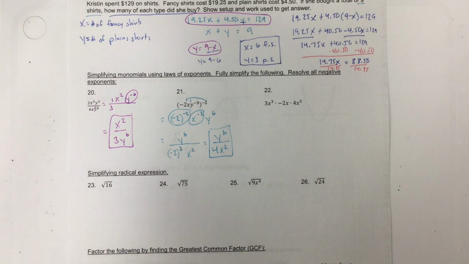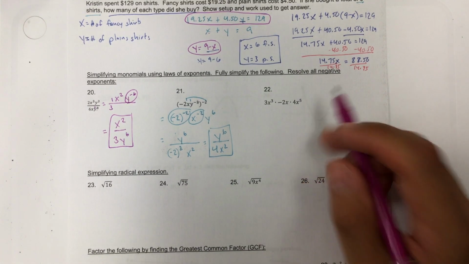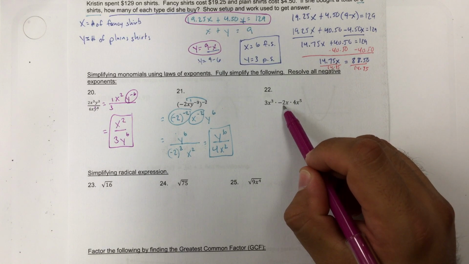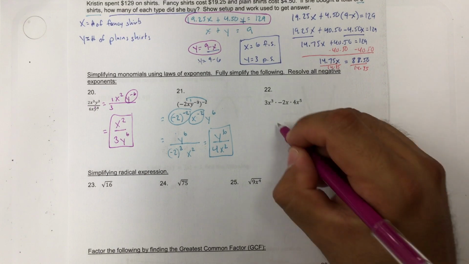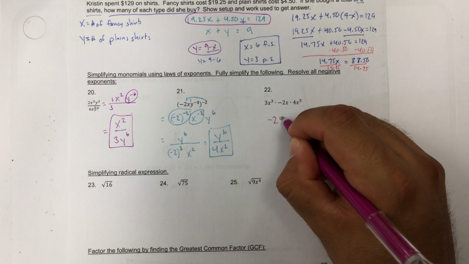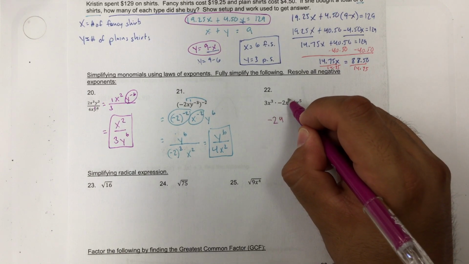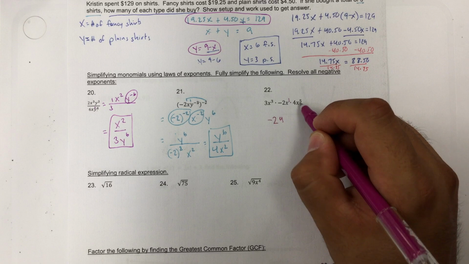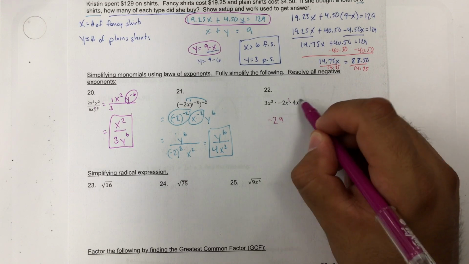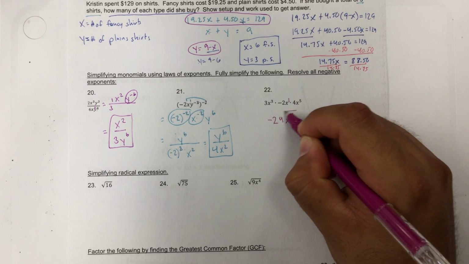All right, and for this last one here, they're being multiplied, so the coefficients we multiply. 3 times negative 2 is negative 6. Negative 6 times 4 is negative 24. And when we are multiplying like bases, we add the exponents. So x cubed times x to the first times x to the fifth, we add it. 3 plus 1 is 4. 4 plus 5 is 9.